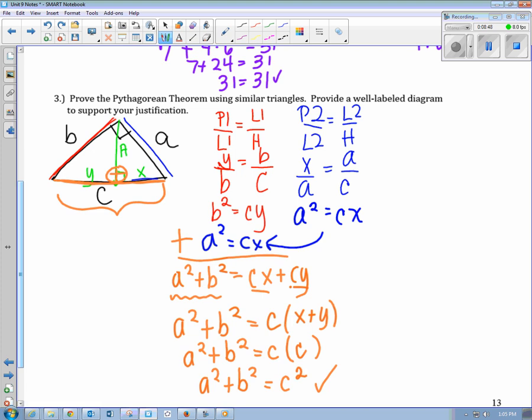So I have essentially used the proportions for similar triangles that occur when an altitude is drawn into the hypotenuse of the right triangle. I set them up, add the two equations together, which is a legal step in algebra, and then went through and proved that A squared plus B squared was equal to C squared.